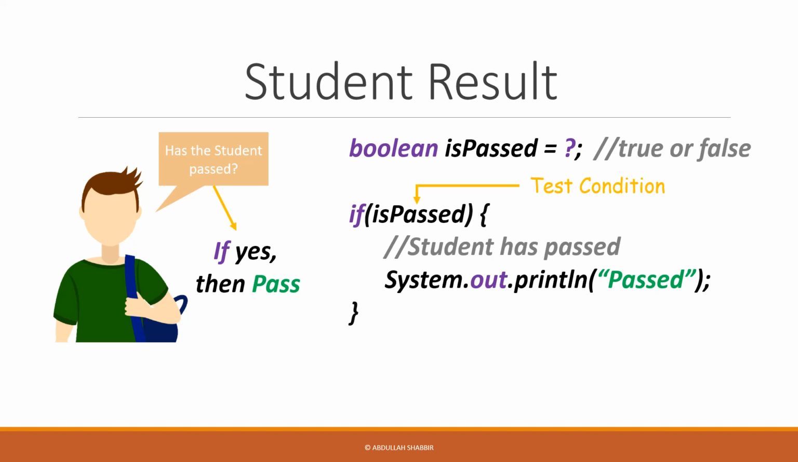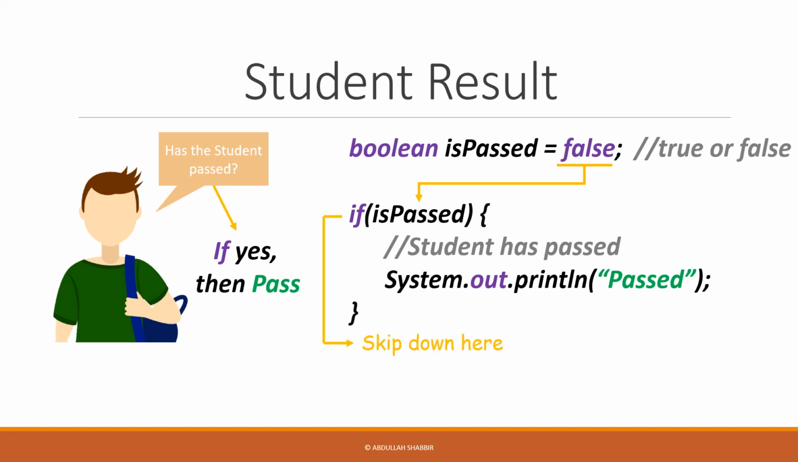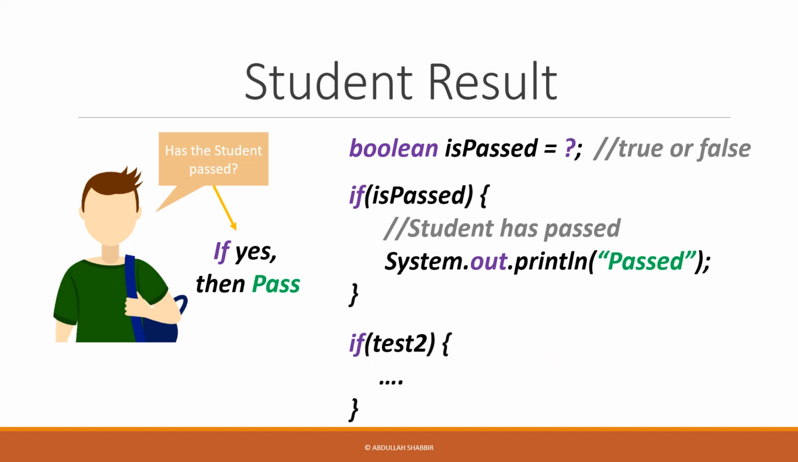So if isPassed is true and we run this code, we'll enter the if statement block of code and the print output will be passed. If our test condition isPassed is false, we won't print out anything. It's also worth noting that we could even add more if statements after this one if we want to check or act on other test conditions.